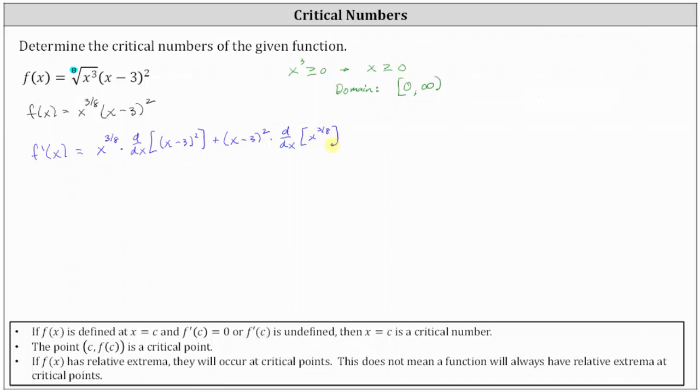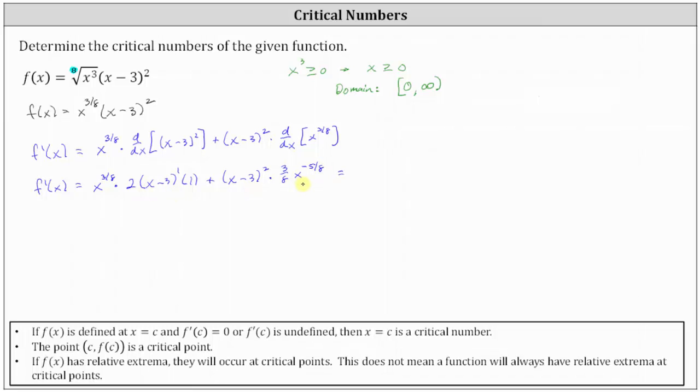And now let's work on determining the two derivatives. We have f prime of x equals x to the 3/8 times the derivative of the square of x minus 3, which is equal to 2 times the quantity x minus 3 to the first times the derivative of x minus 3, which is just 1. Notice how here I did apply the chain rule, which really wasn't required because the derivative of the inner function is equal to 1. And then we have plus the square of x minus 3 times the derivative of x to the 3/8, which is 3/8 times x to the power of 3/8 minus 1, which is negative 5/8.